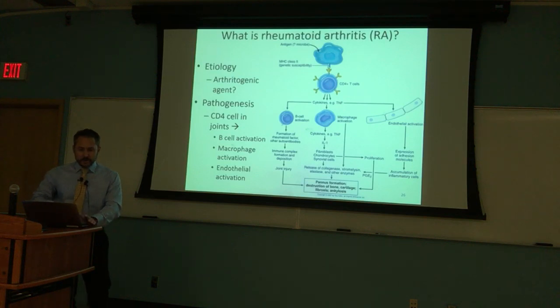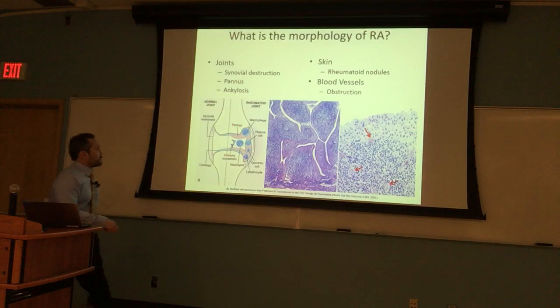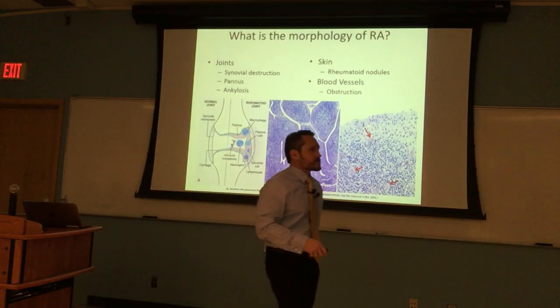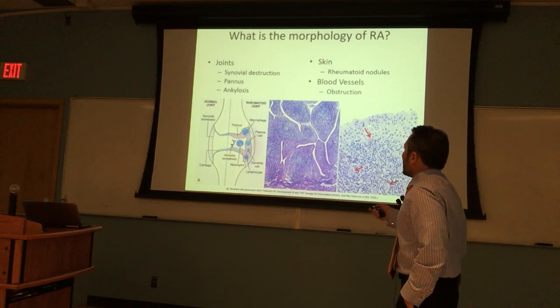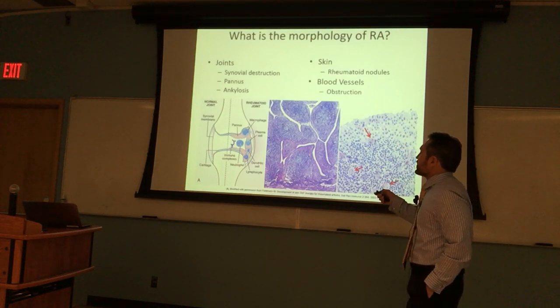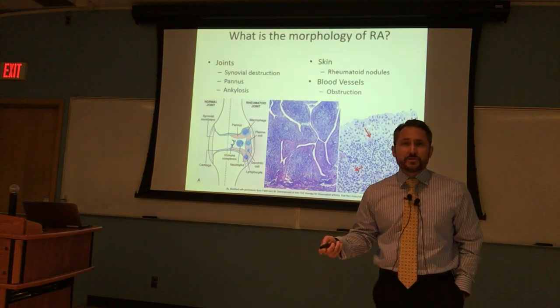So what's going on within the joint? Well, let's take a look here. In rheumatoid arthritis, we've got issues at the level of the joint and at the level of the skin and in the vessels themselves. So most of what we pay attention to are the joints.